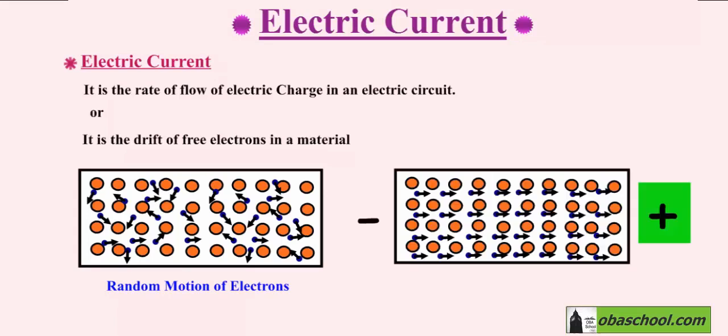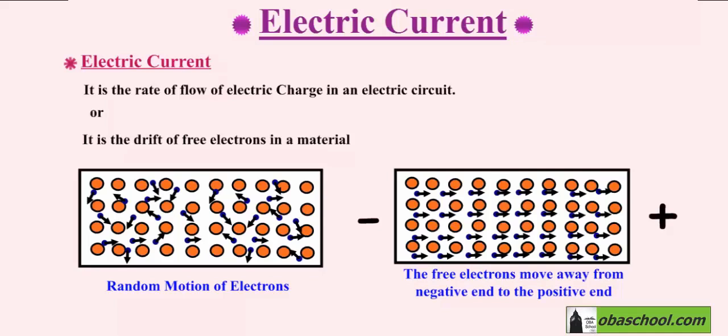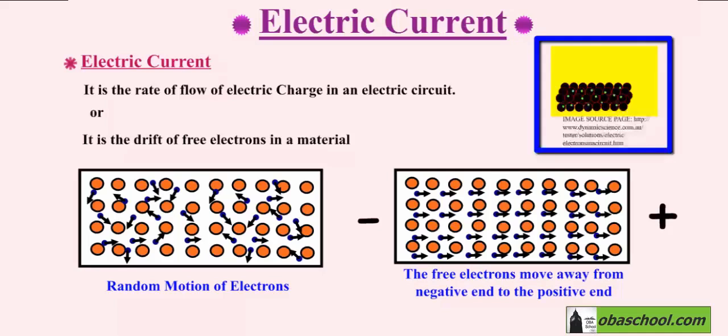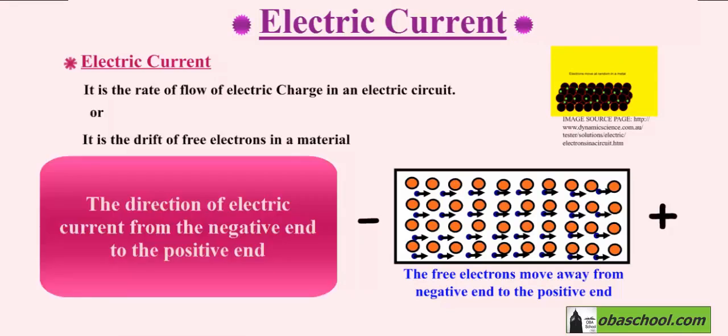Now, when we connect this material to a battery, electrons will move towards the positive charge of the battery, like we see in this picture. The free electrons move away from the negative end to the positive end. And we can see here how it is represented. First, the electrons are moving randomly. After connecting to a battery, you can see how they're moving from the negative to the positive side of the battery. So the direction of electron flow is from the negative end to the positive end.